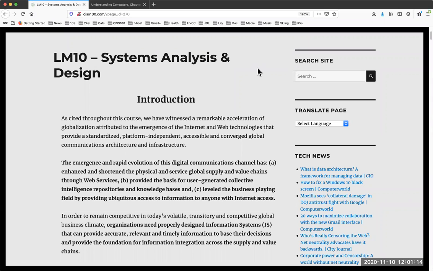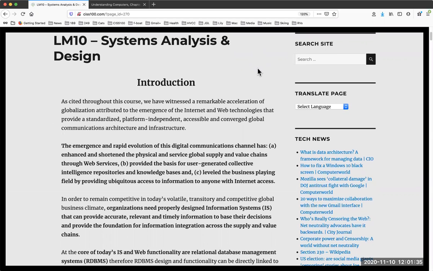Okay, here we go. Lecture Module 10, Systems Analysis and Design. Systems analysis and design is one of the most exciting things you can ever be involved with. But I will tell you, it's not the most exciting to read about. And we'll leave it at that.